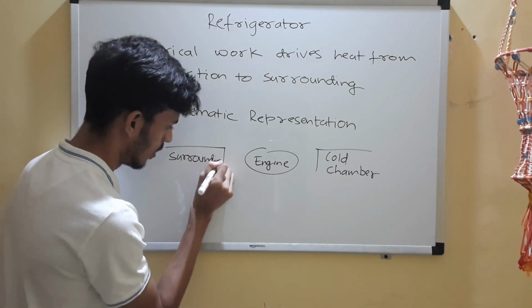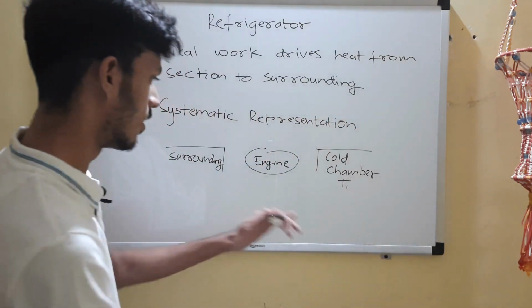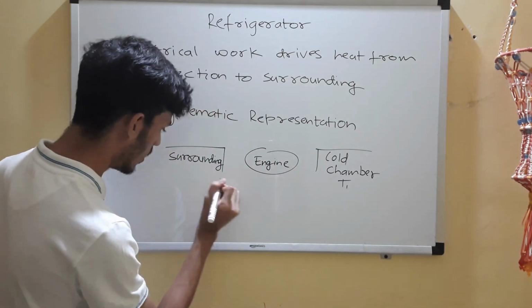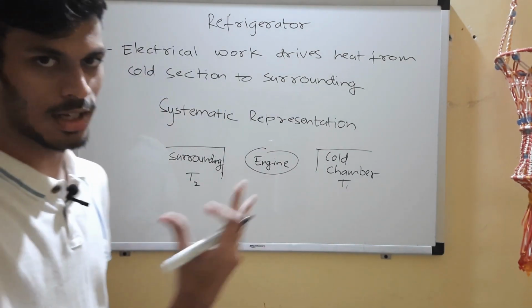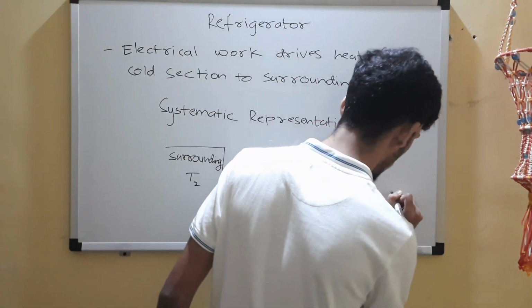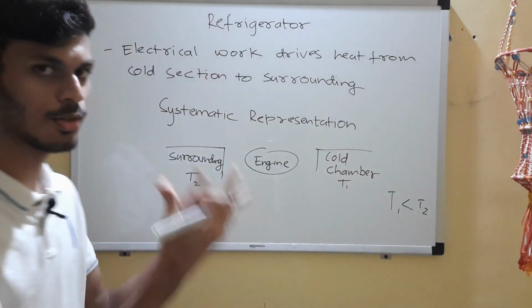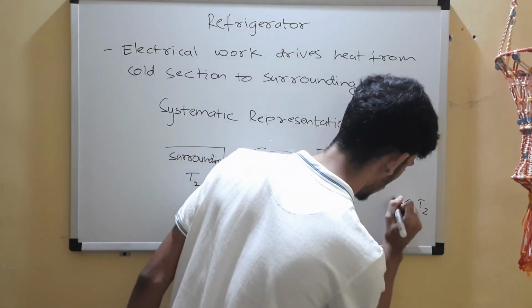We know both of them are at a certain temperature. Let's say the cold chamber is at temperature T1 and the surrounding is at temperature T2. Of course, the cold chamber is cool and it has a temperature lower than the surrounding, right? It's cool inside the refrigerator. So of course, T1 is less than T2.